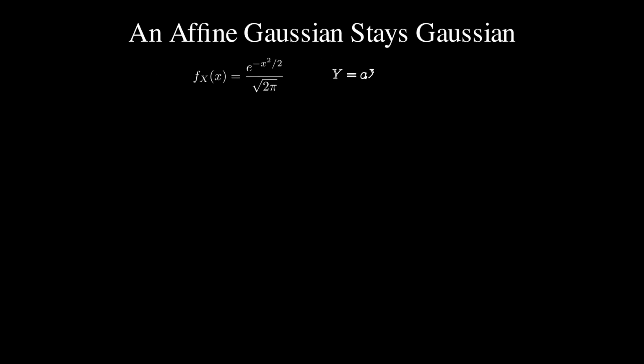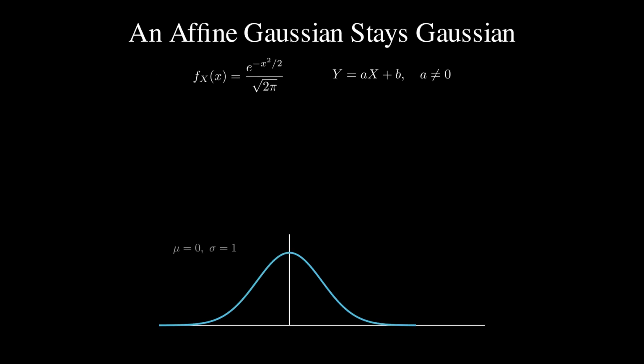Let x be a standard Gaussian, the bell curve with density e to the minus x squared over 2 divided by the square root of 2 pi. Let y equal ax plus b, an amplification and an offset with a non-zero. The map is affine, so inverting it is arithmetic. X equals y minus b over a, and dx by dy is 1 over a. Feed both into the formula.